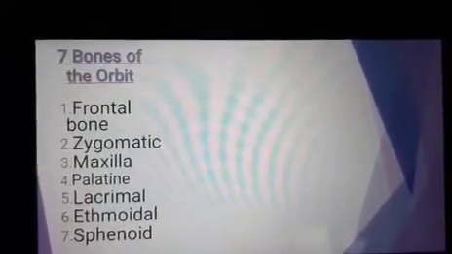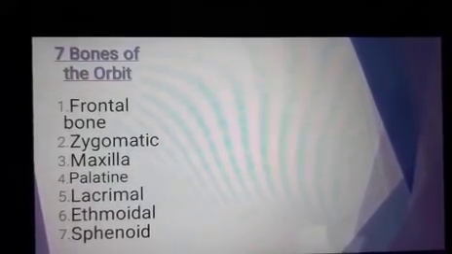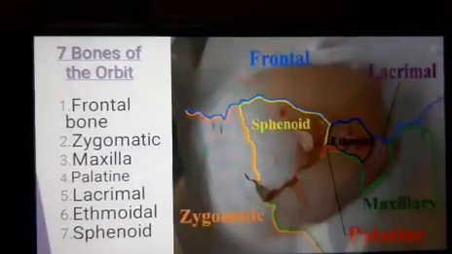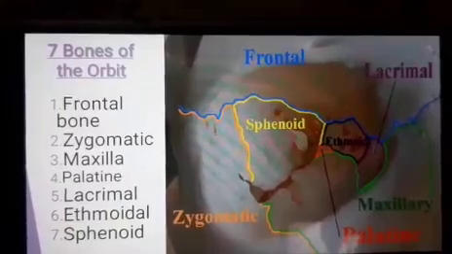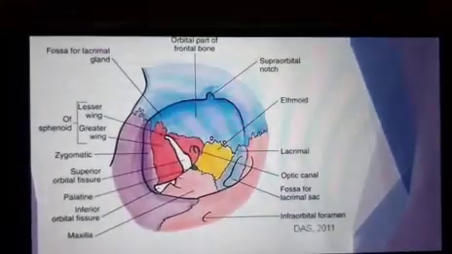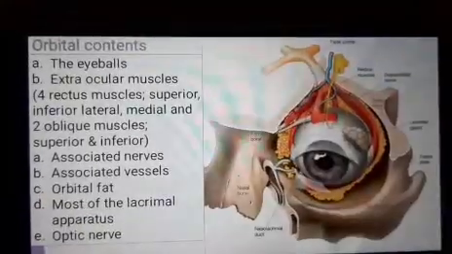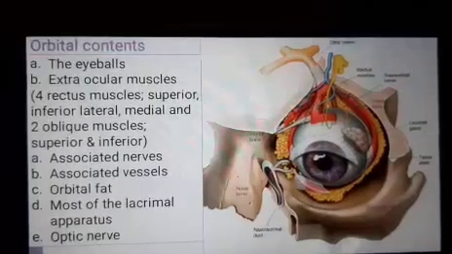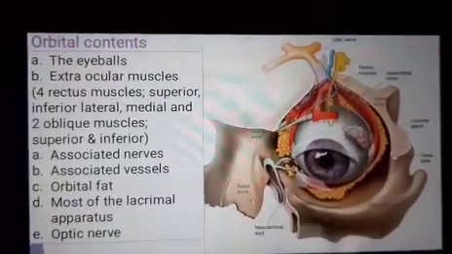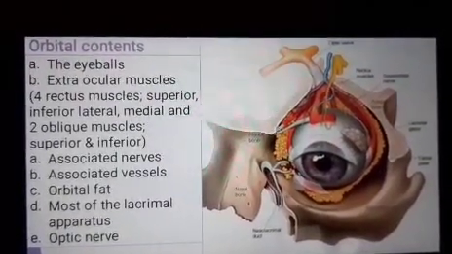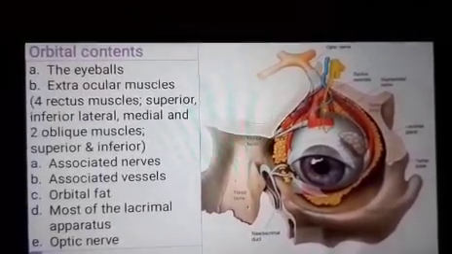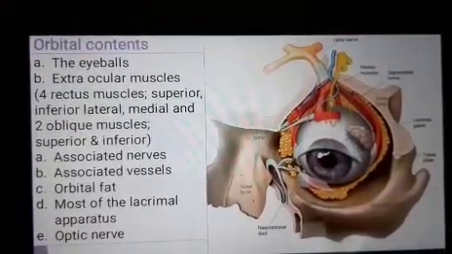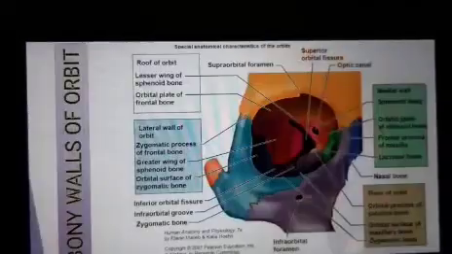Now, talking about what makes up the orbit, there are 7 bones which play a part: the frontal bone, the zygomatic, maxilla, palatine, lacrimal, ethmoidal, and sphenoid. Now, talking about what resides inside this orbit, the orbital content includes the eyeball, extraocular muscles, which include 4 rectus muscles and 2 oblique muscles, the associated nerves which provide the innervation, the associated vessels, orbital fat, most of the lacrimal apparatus, and optic nerve.